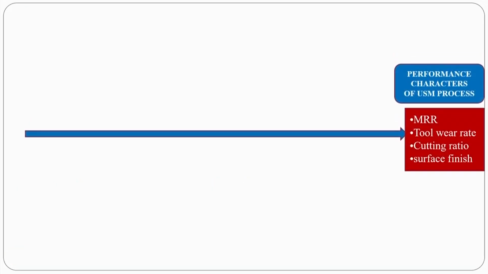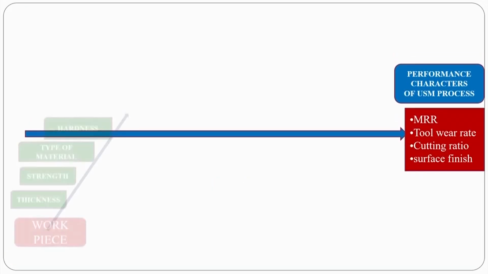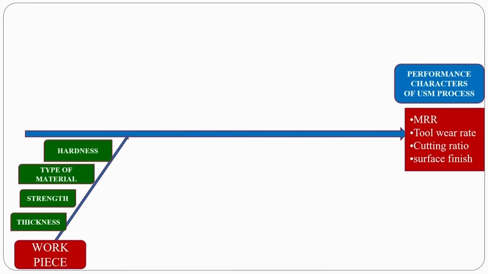Okay. If you see the input parameters and other things, the first one is workpiece parameters. We will see the fishbone diagram of the ultrasonic machining process, wherein the output responses like material removal, tool wear rate, cutting ratio, surface finish, all this will depend on various input parameters.